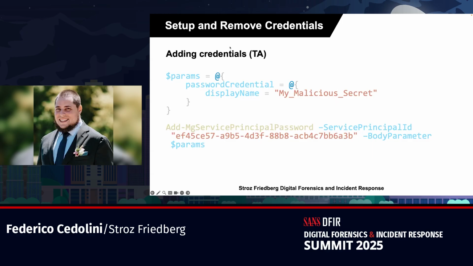The only thing that threat actors need to do, after they authenticate with an account that has high-level permissions to add secrets or credentials to a service principal, is simply specify the name of the secret as a reference. In this case, we're using my malicious secret, and then they just need to point it to the specific service principal. In this case, we're using our mail fetch application service principal ID. And with just one command, a new secret gets returned for the threat actor that they can now leverage to impersonate the application and use the same permissions that this application has.